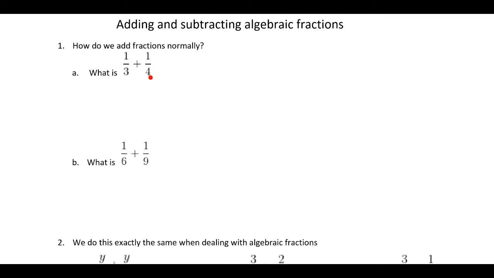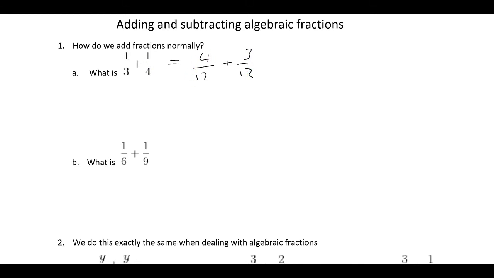This needs to be the same number because they're numbers. In this case, there's no common factors. So what we do is we say that that is the same as 4/12 plus 3/12. So what we've actually done there is we've times top and bottom here by 4 and top and bottom here by 3.